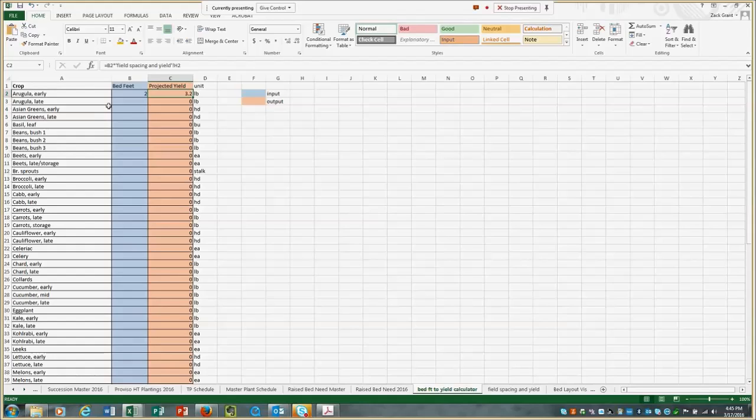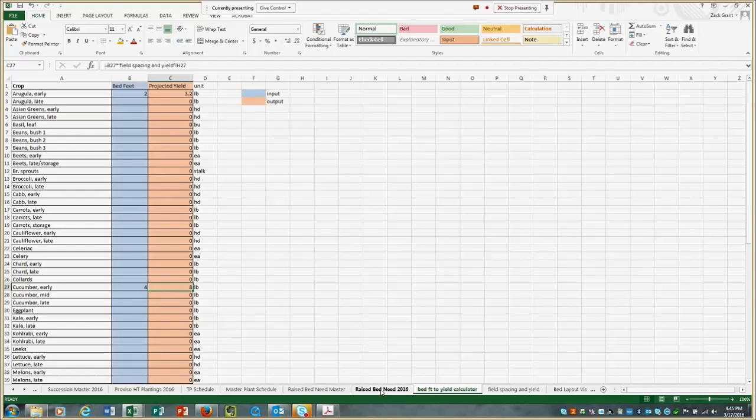I don't use this very often, but I'll just point out that it's there. This is also based on that field spacing and yield sheet. You could enter, for arugula, or let's go down to cucumbers because that's what Phil's doing. Say you have a 4-foot bed, you press 4 in, and that gives you an approximate projected yield from that bed. Okay, that's all that is. It's a real simple tool. I don't really use it that much, but it's there.